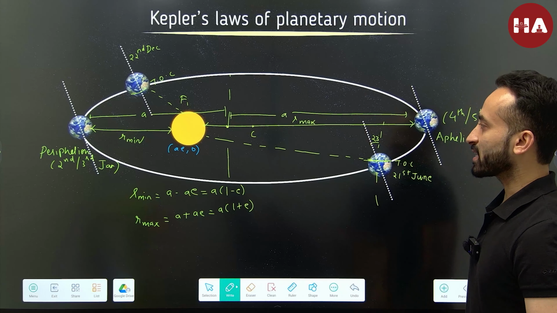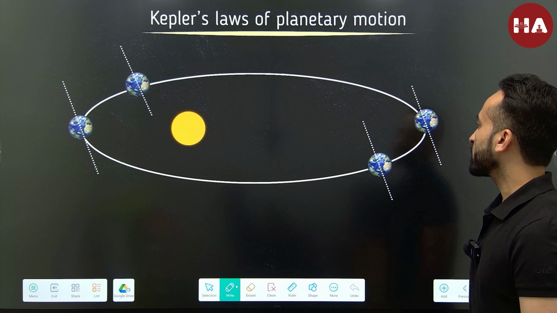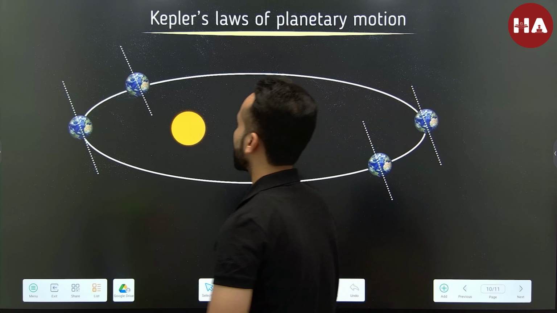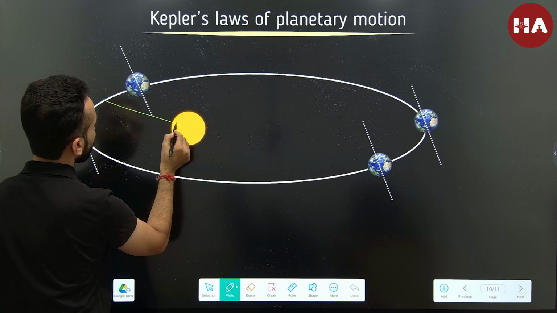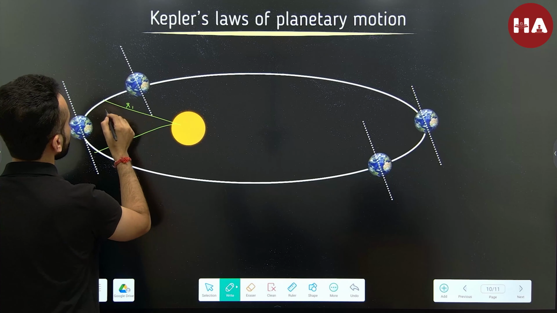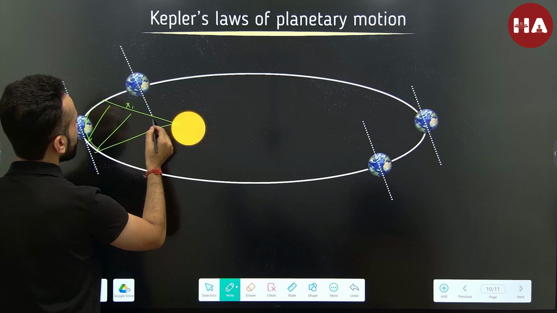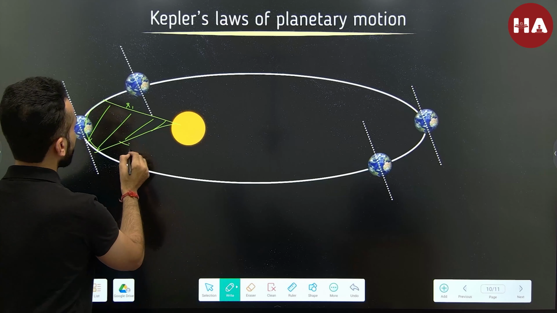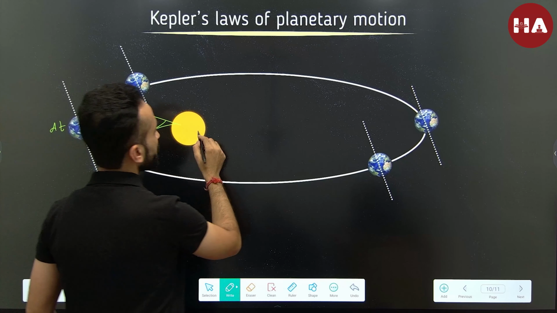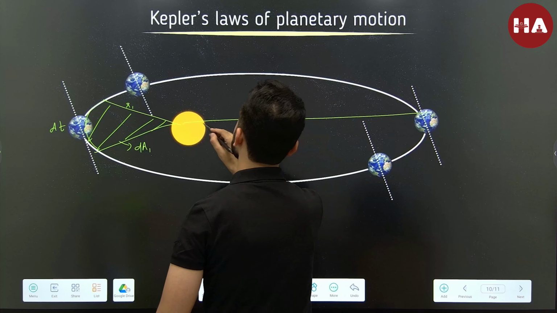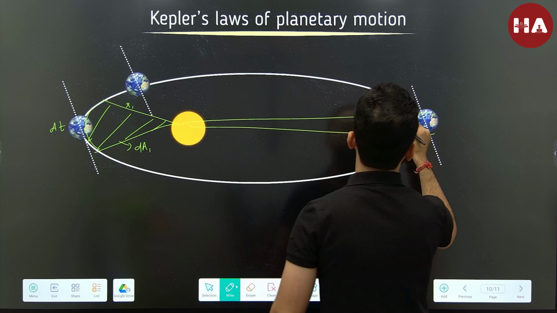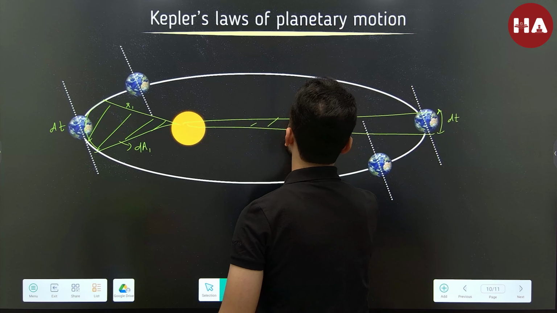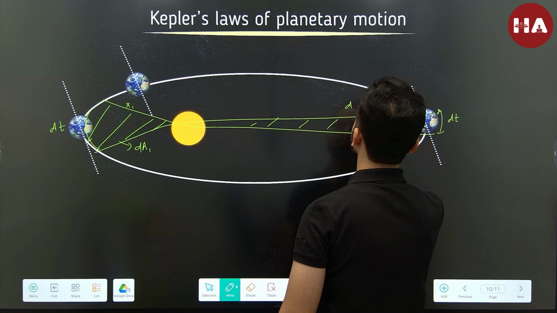Correct. Next, the planets sweep equal areas in equal intervals of time. What does that mean? Let's say you are very close here. Let's say this is R1, and in a very small time dt, you sweep an area dA1, okay? Then you are very far off, and this is, let's say, in dt time, you sweep this area dA2. So what is this law saying?